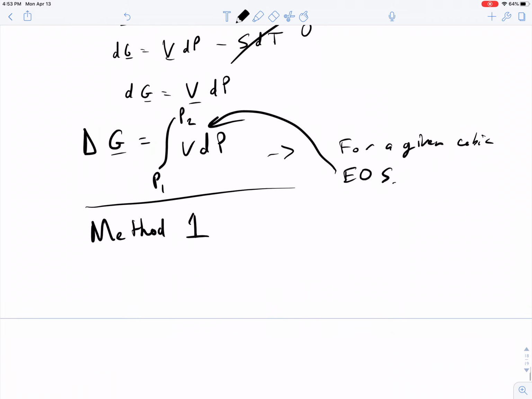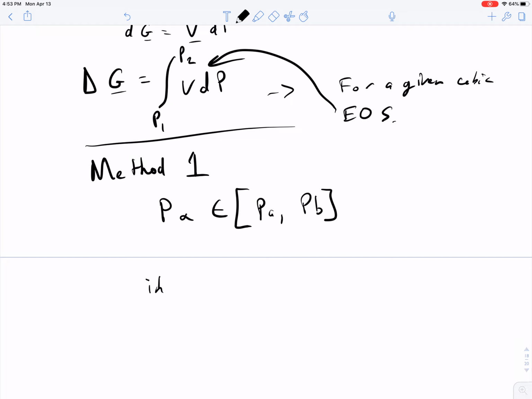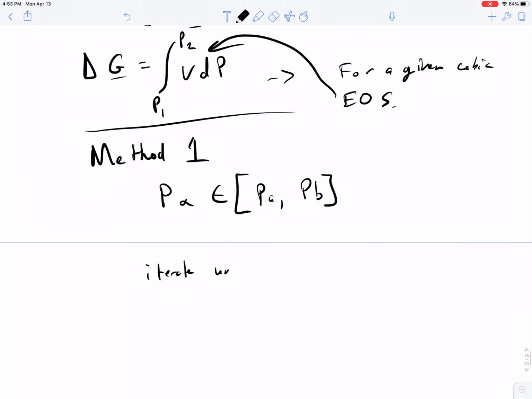Okay, so P alpha is somewhere on the interval between PA and PB. And then what you do is you iterate. Oh man, I'm having a spelling fail day. Iterate until G under bar V minus G under bar L is equal to 0, until the Gibbs free energies of those two phases are equal.